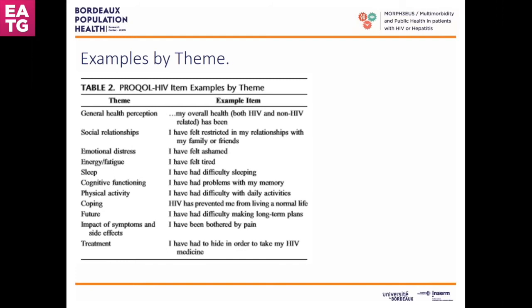And what you don't see on this slide is the type of responses. So generally, they use a type of scale, a 5-point or Likert scale. And for this example, I have had difficulty sleeping. We would have never, rarely, sometimes, often, always.